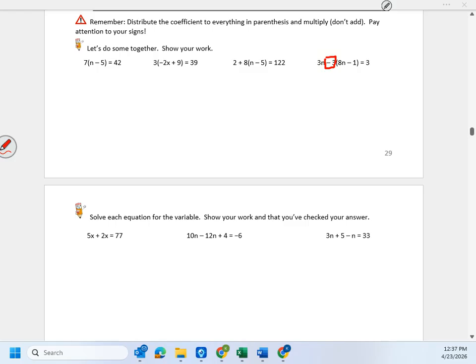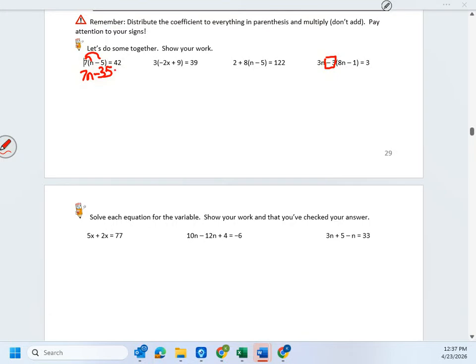Who is gonna be brave? Oh. What's my first step? I saw Colton's hand first. He's itching to do this. Walk me through the first step, Colton. So you're gonna do 7 times n, you get 7n, and then 7 times -5, and you get minus 35. And then you're gonna add, oh, hold on.